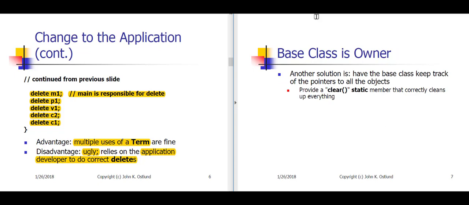So to hide some of this mess from the application developer, another approach would be to make the base class be the owner of all of the objects that belong to the various derived classes. Then what you'll need to have is some kind of clear static member function that belongs to the base class as a whole that the application developer can call to clean up all of the allocated objects when the application is no longer using those objects.